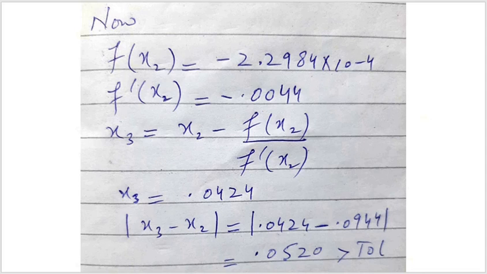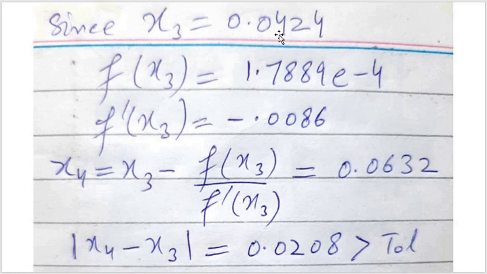So let's find out now the next value. Since x3 was this one, f of x3 is equal to 1.7889 times 10 raised to the power minus 4 and f prime of x3 is equal to minus 0.0086, and x4 is equal to x3 minus f of x3 over f prime of x3, which is equal to 0.0632. And students, now once again find out the error, x4 minus x3, and that is equal to 0.0208. Once again this is greater than the value of the tolerance.